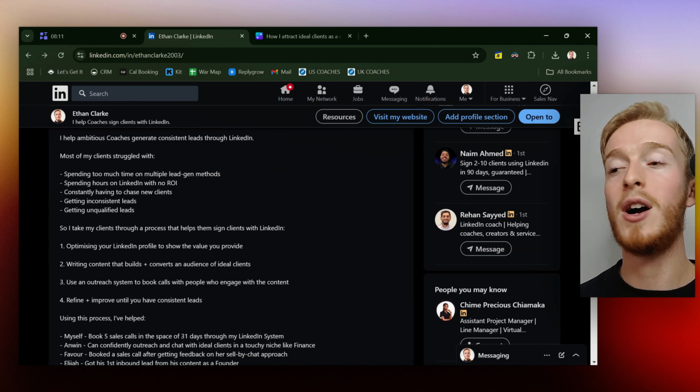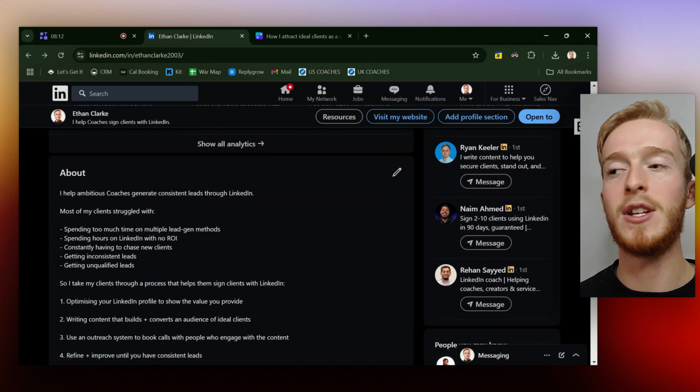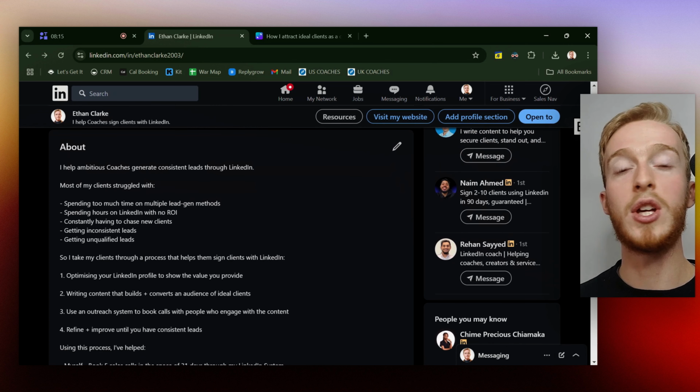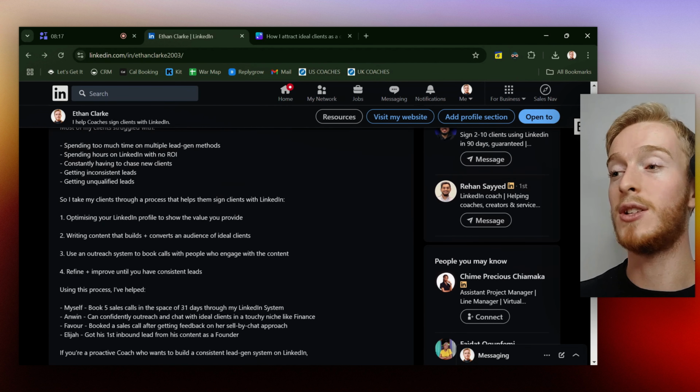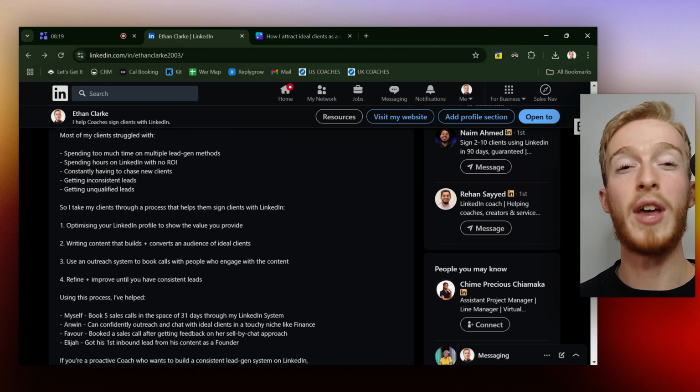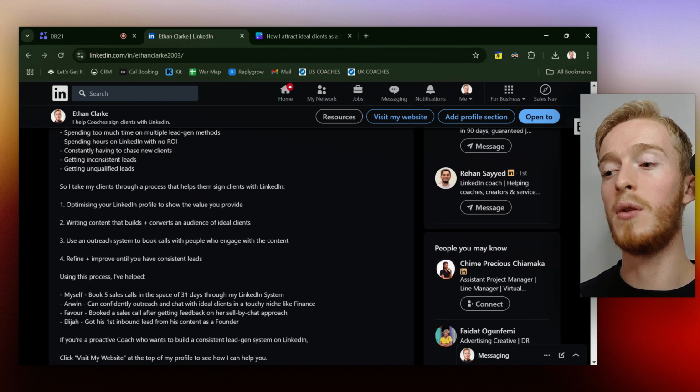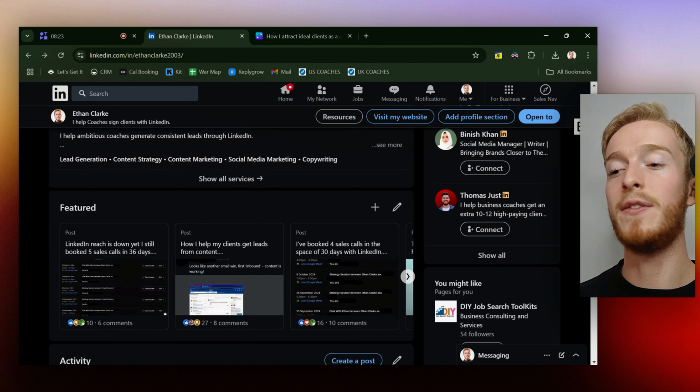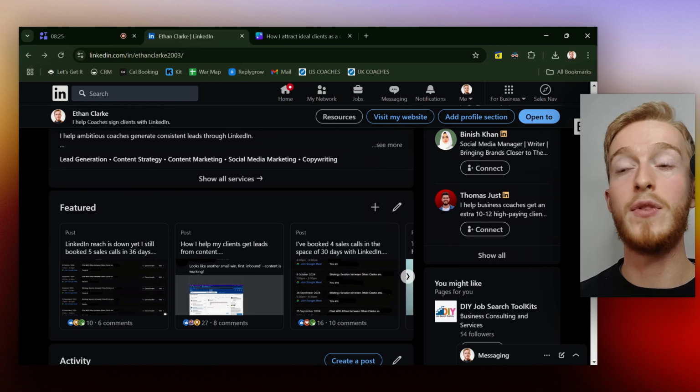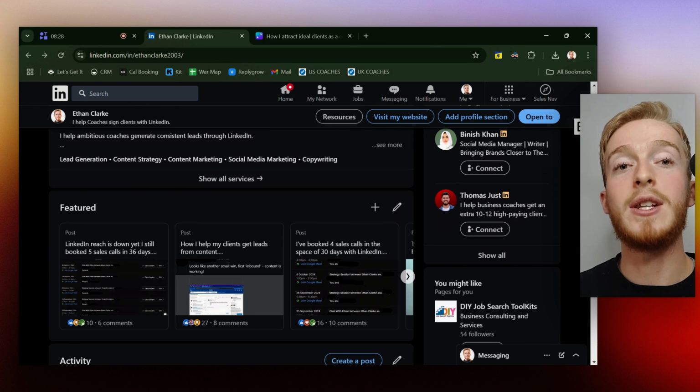The second part is just being able to have almost like that elevator pitch with the about section. Nothing crazy. Don't make this too long. As you can see, mine is probably around 1,000 characters. So that's pretty much that. And then the featured section showing the proof. I think if you can nail those three, you're going to find it a lot easier to get leads from LinkedIn.